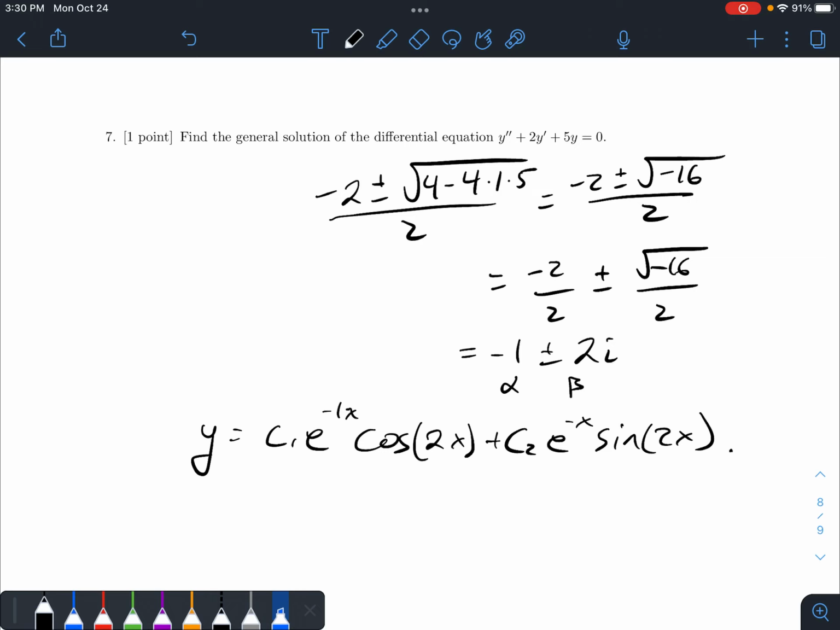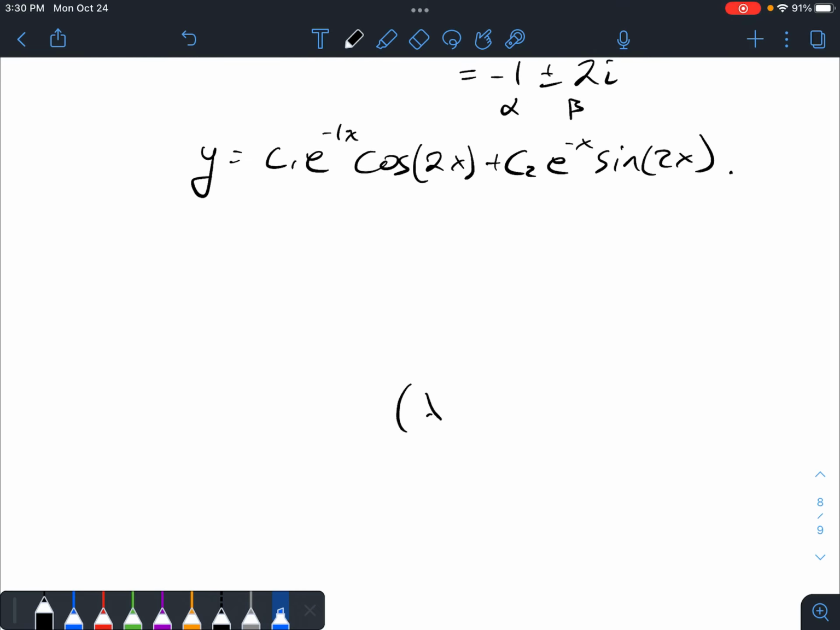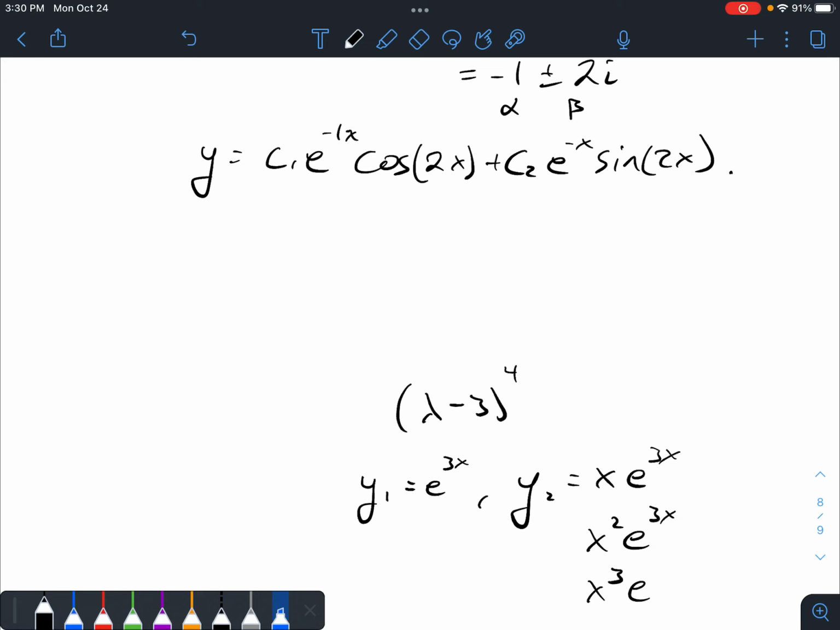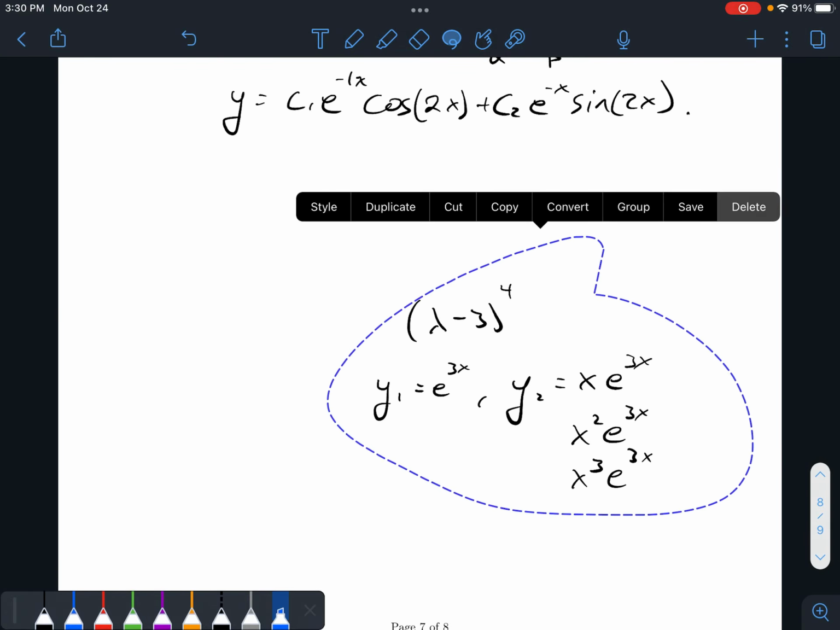I don't think we saw any examples here where we had repeated roots. If you were to get a repeated root, just remember that if you factor your thing and it comes out to lambda minus 3 squared, you would end up having y1 equal to e to the 3x and y2 equal to x e to the 3x. And if this were a higher power, like to the 4th, then you would have an x squared e to the 3x, and then an x cubed e to the 3x for those. So just remember all those factoring rules and stuff like that.